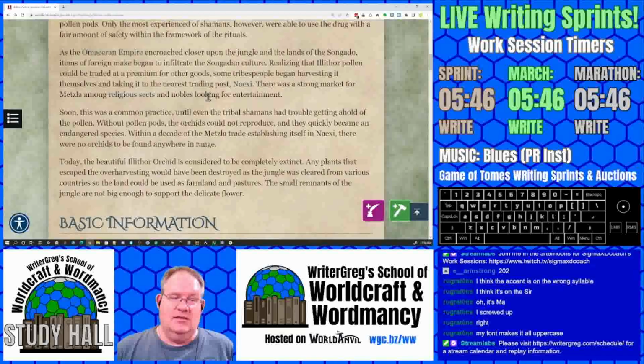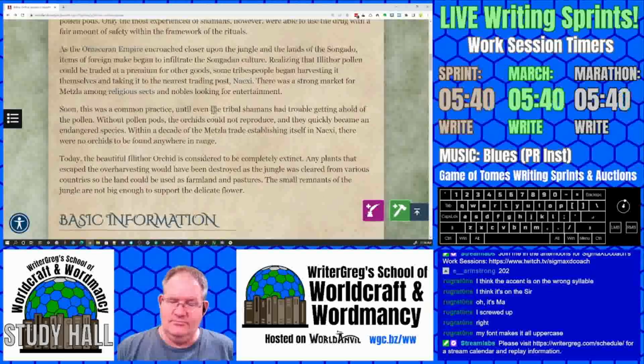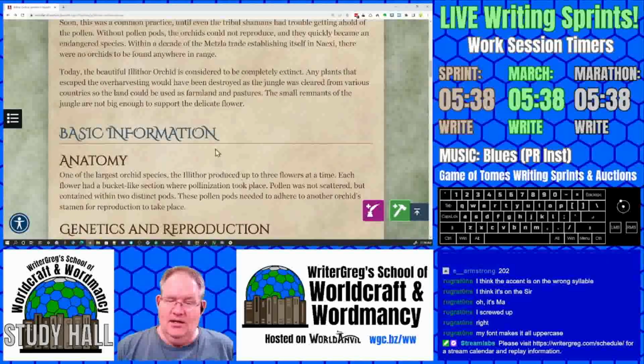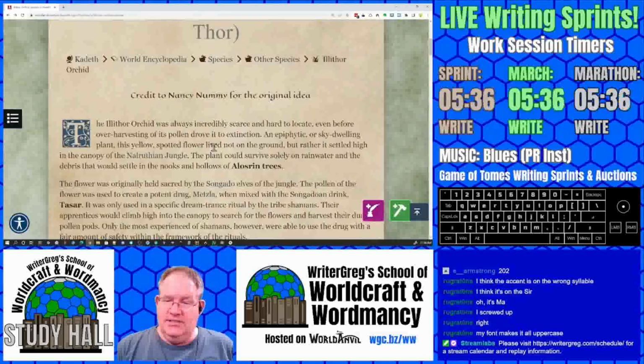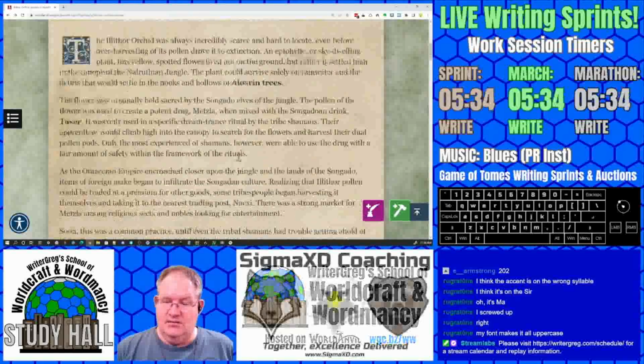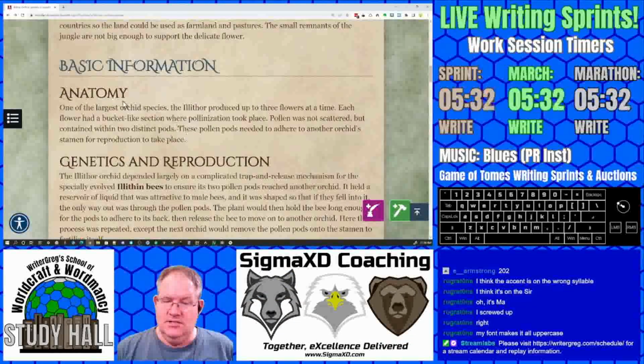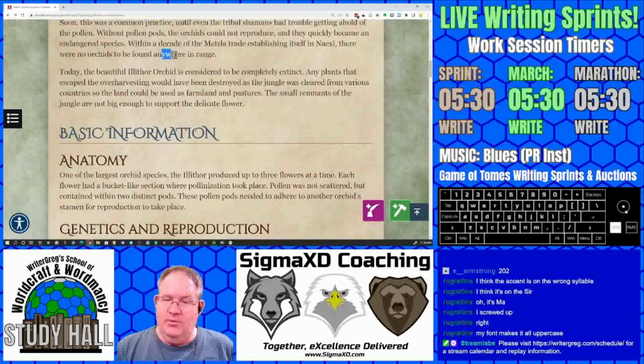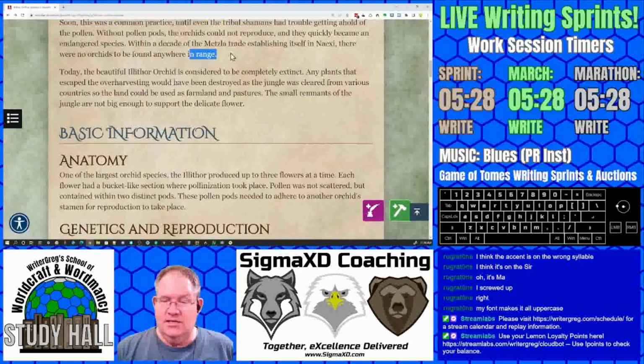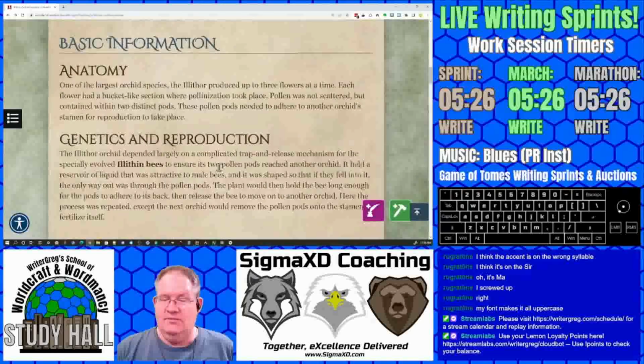Your font makes it all uppercase. So, the flower is extinct. It's gone. Okay. Anywhere in range or in this range. Okay, but I'm getting the feeling that it's gone. This is an extinct species.